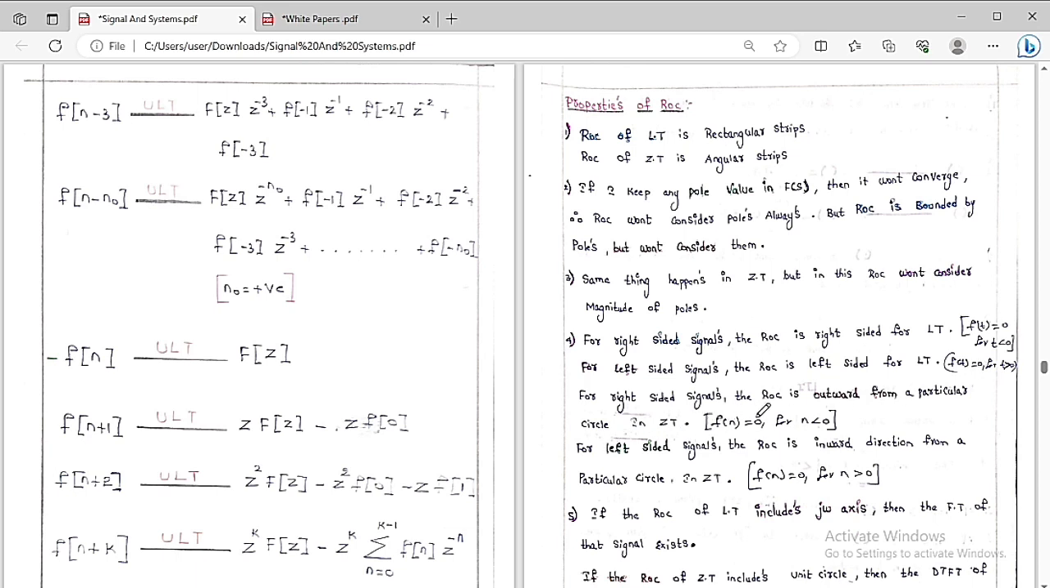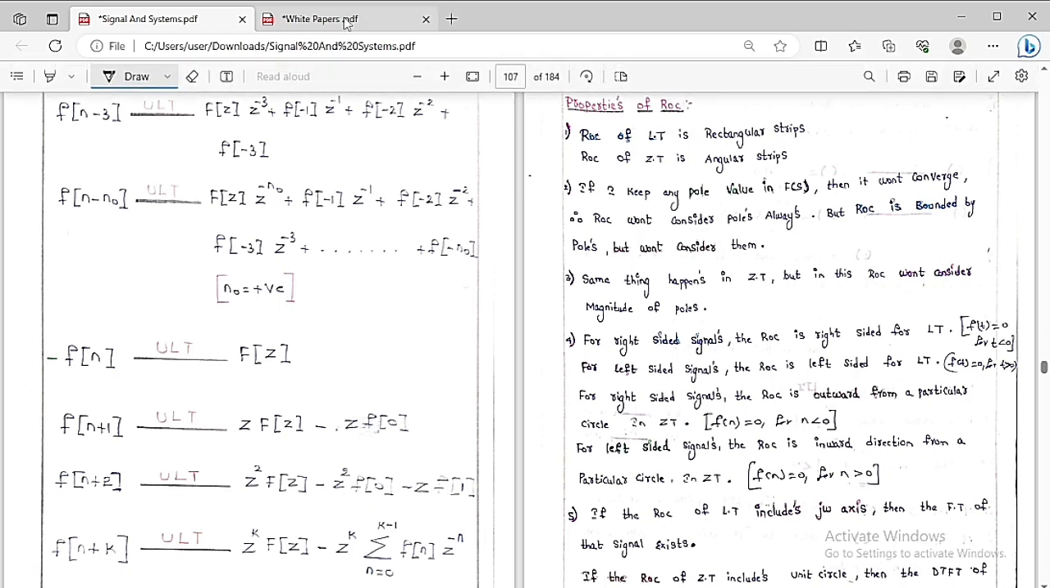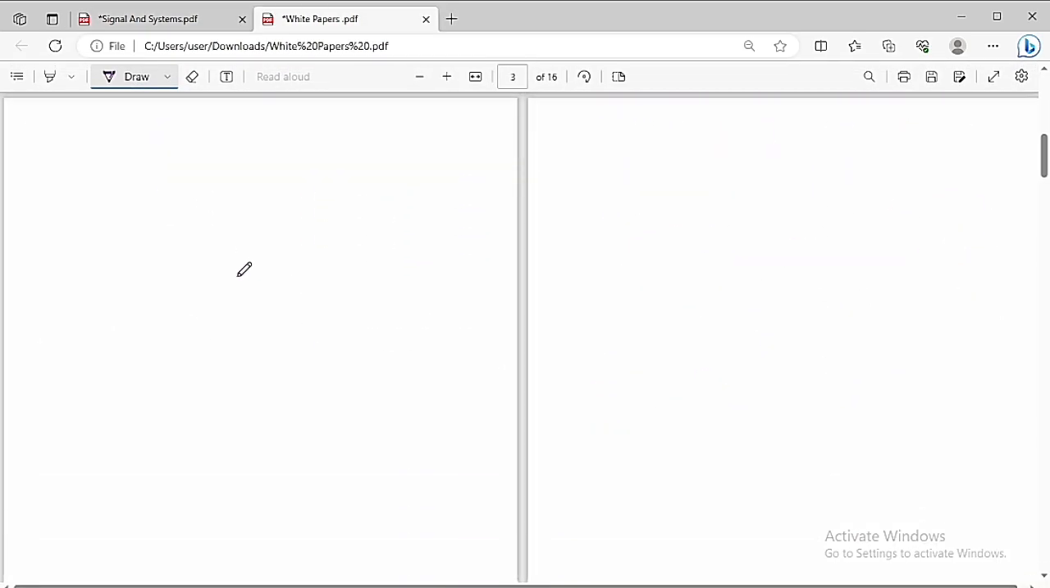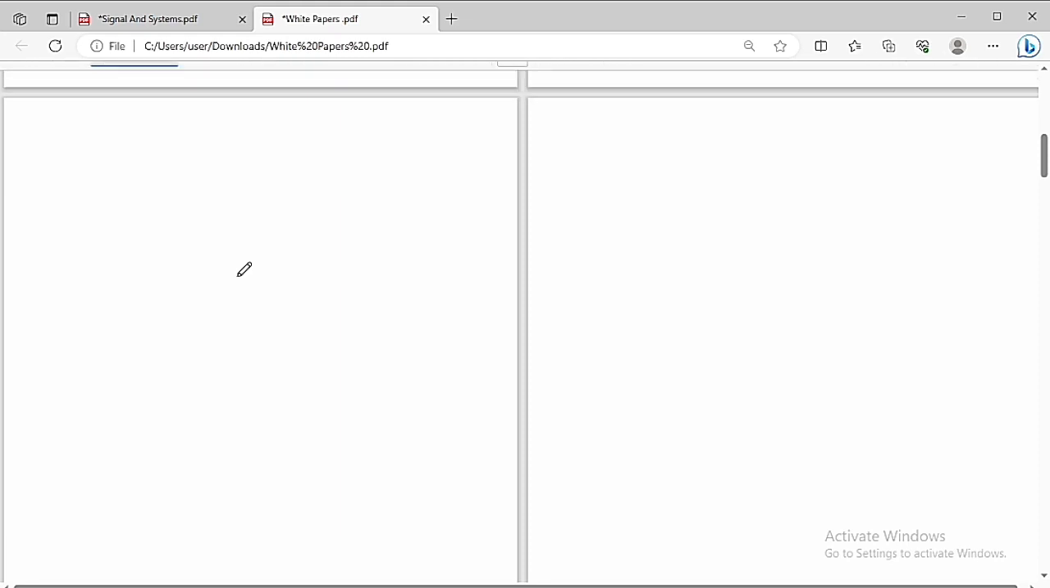For right-sided signals, the ROC is outward from a particular circle in the Z-transform. So when f of n is equal to 0 for n less than 0, we say it's a right-sided signal. For a left-sided signal, the ROC is in the inward direction from a particular circle in the Z-transform, so f of n is equal to 0 for n greater than 0. Let me explain this point in a very detailed manner so that we can easily understand.